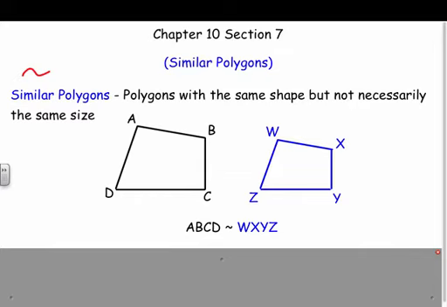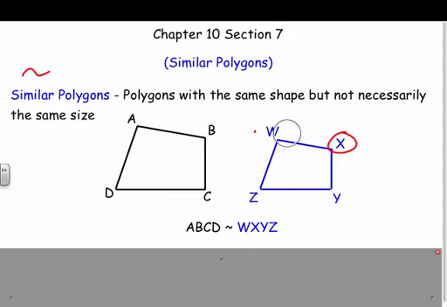Because if you look at A, that corresponds to what vertex on the other quadrilateral? Well, W. And we'll talk about why they correspond here. But I have to have A and W. If I start with A, then W has to start off in the front there. A and W, that's kind of funny. So then if I went to B next, I'd have to go to X next because they need to correspond. So on and so forth. Okay, so in my statements, the vertices have to correspond to each other. They have to match up.